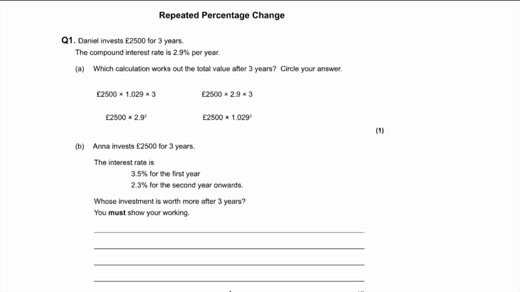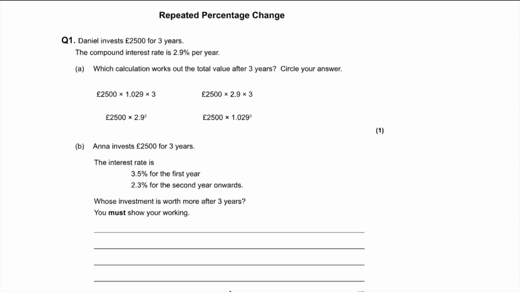So first up on my top 10 topics, I've got repeated percentage change. Now often this means compound interest, but also it might be growth and decay questions applied to things in nature or other kind of financial situations. But this first one is about compound interest, isn't it?